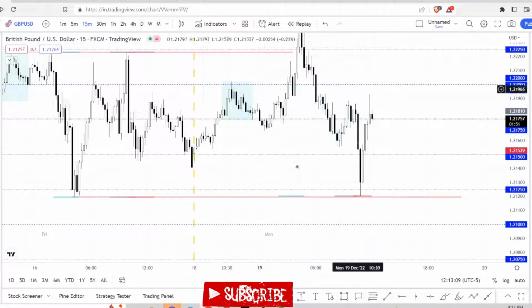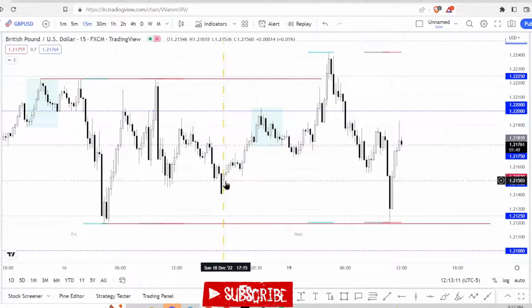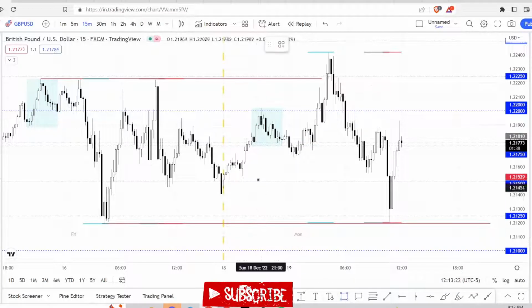Okay, so it opened here at the 50, almost near the 50 level. This is the 50 level here. It opens at the 50 level. Look at it very well. This is a 25 level. This is 00 level. This is another 25.